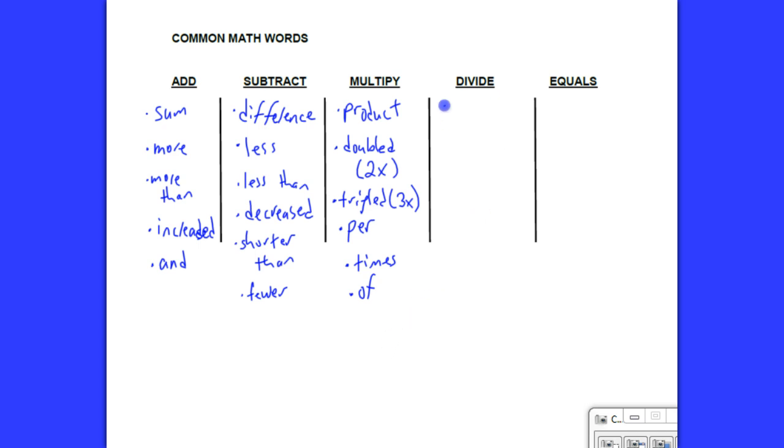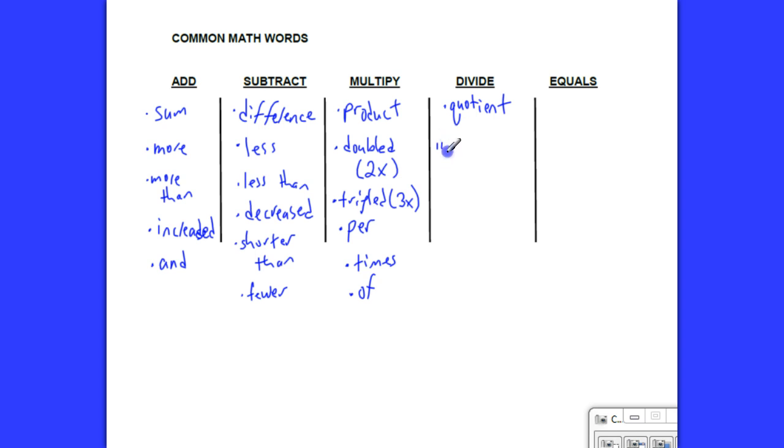Divide. One math word that means divide is quotient. You'll need to know that one. Quotient means divide. The quotient of x and a number would be x divided by that number. There aren't a lot of other words that just mean it, but you might see something like this. I'm going to give you just an example here.